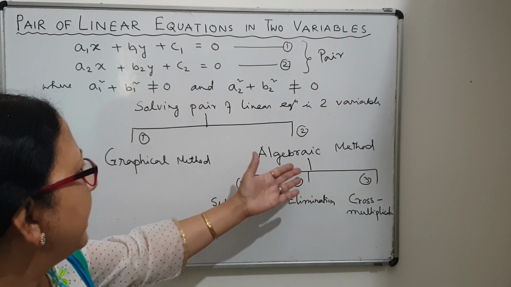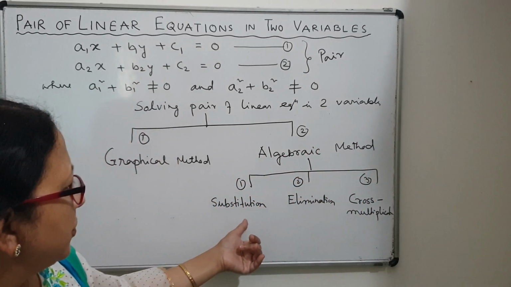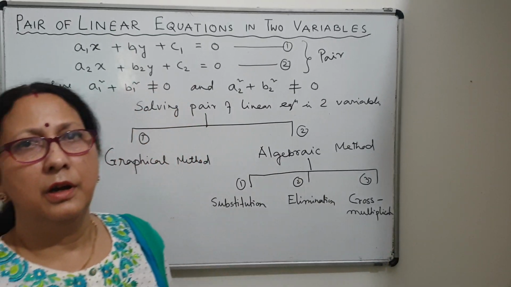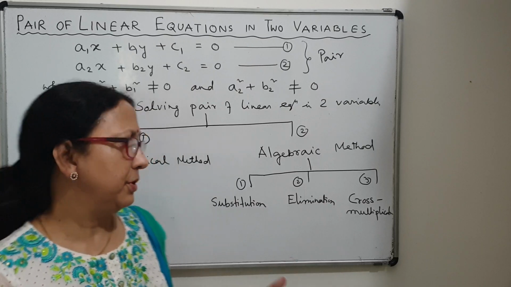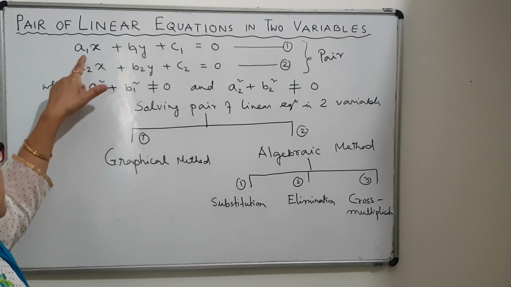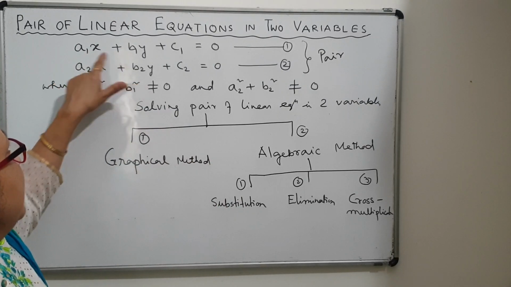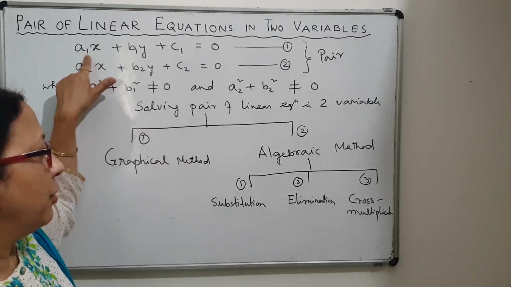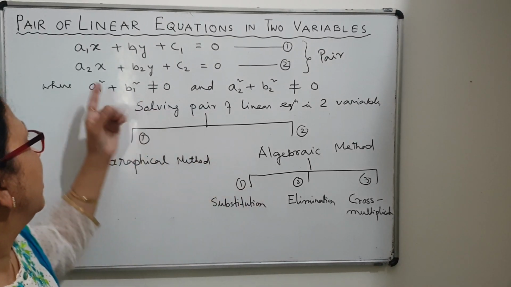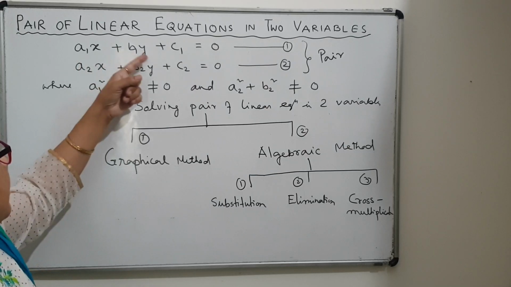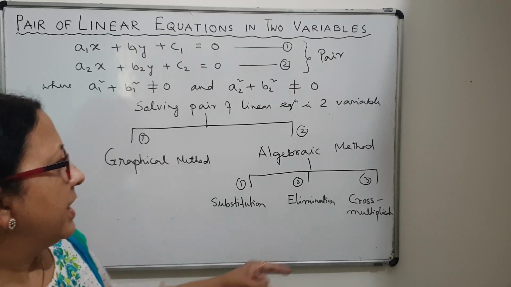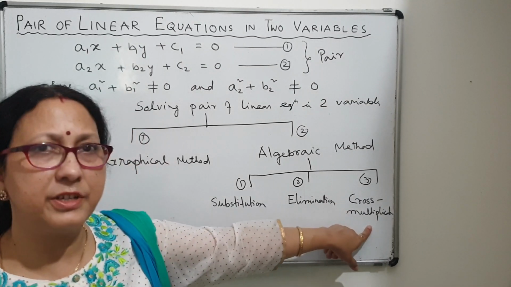Now when we have to solve by algebraic methods, we have to choose any of these three. And how will you choose that? We have to think about some criteria. Generally the method of substitution is suitable when the coefficient of any one of the variables is 1 or very small. And elimination, if the coefficients of the variables are not 1 or some other numbers.